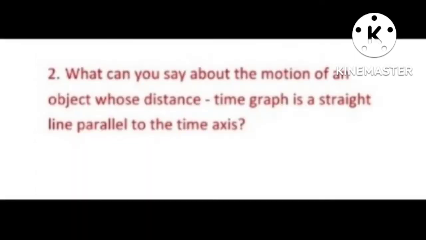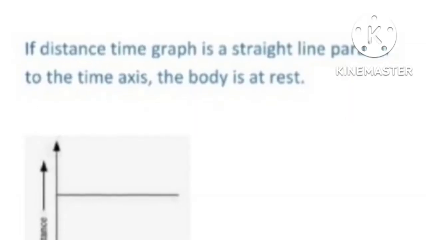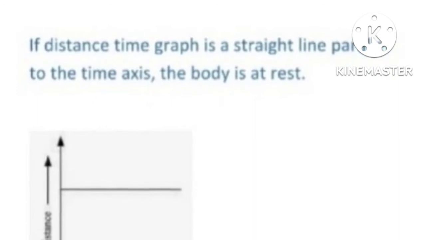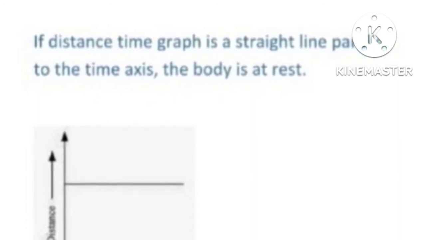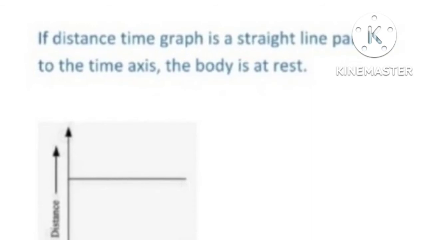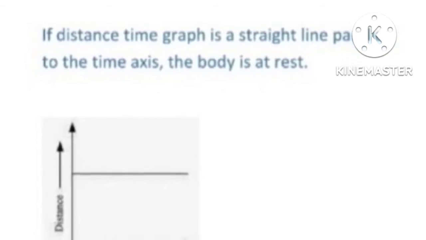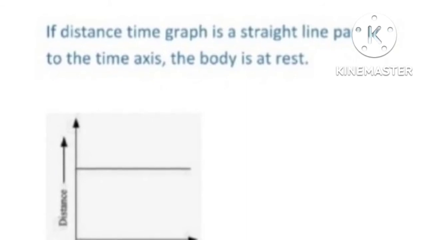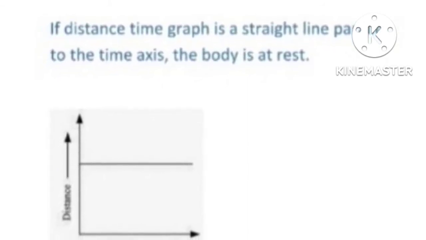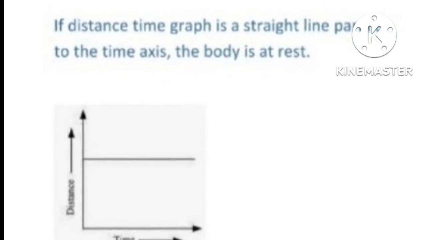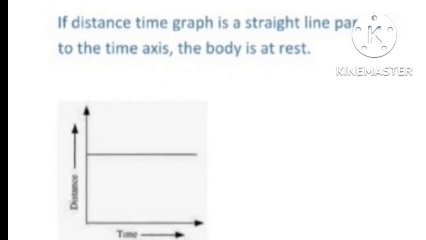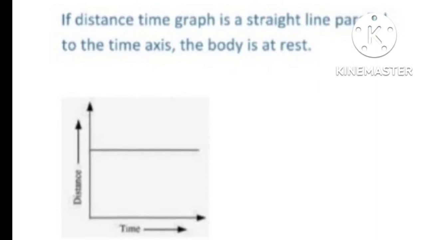Now we can move to the second question. That is, what can you say about the motion of an object whose distance time graph is a straight line parallel to the time axis? Here we can see the distance time graph, which is a straight line parallel to the time axis. That is, even if we increase the time interval, the distance remains the same. Right? What does it mean? That means the body is at rest. That is, the body is not moving at all. Okay. Hope it is clear to you.